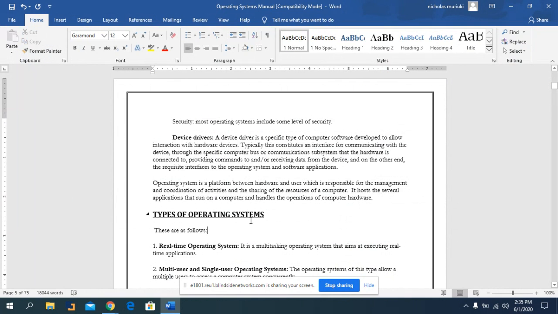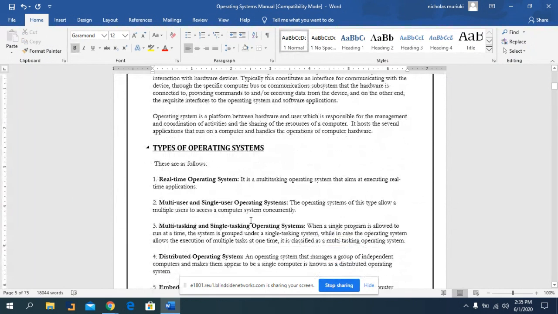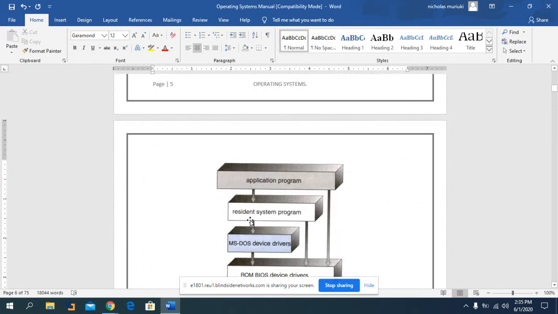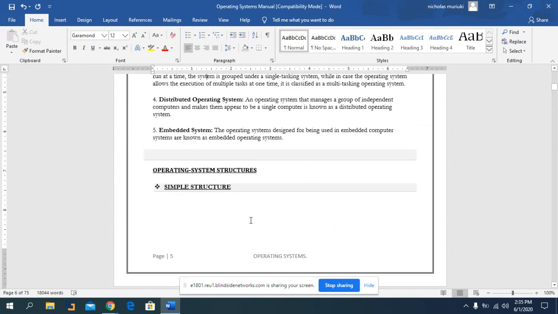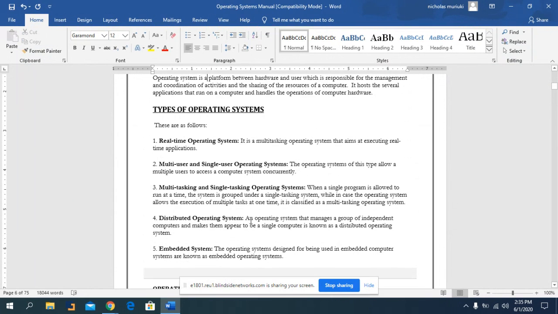And one type of operating system is what we call the real-time operating system. We have what you call the multi-user, single-user operating system, meaning that there is an operating system that aims in executing immediately. As we process a job, it executes immediately.